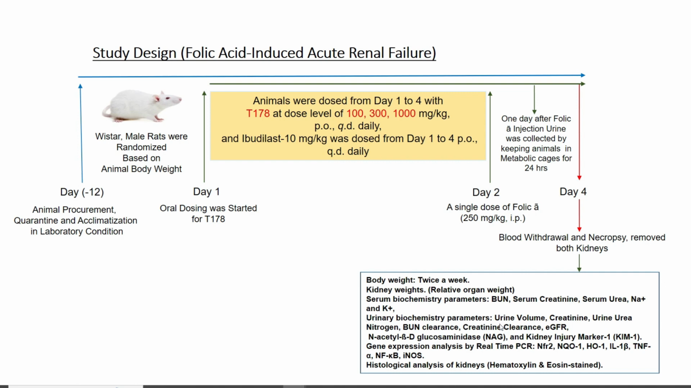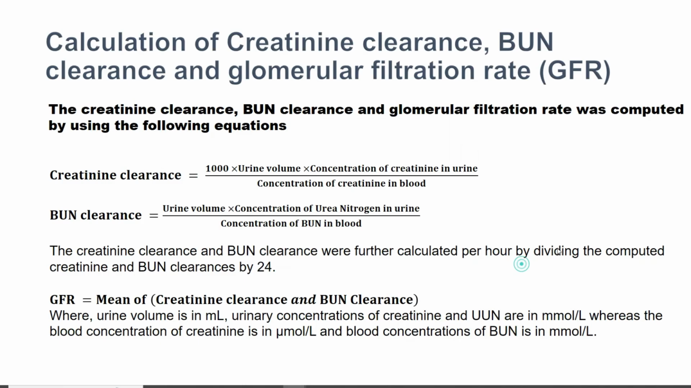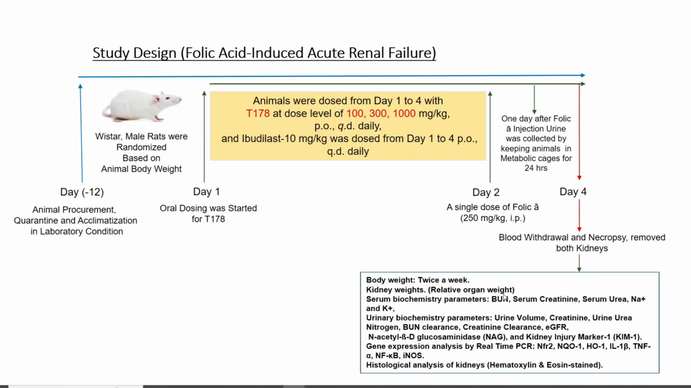And finally, after 24 hours of completion in the metabolic cage, we will remove the animals and collect their urine volume. We have to record the urine volume, and it will be useful to calculate the BUN clearance, creatinine clearance and glomerular filtration rate. So for that we have to collect blood and urine.